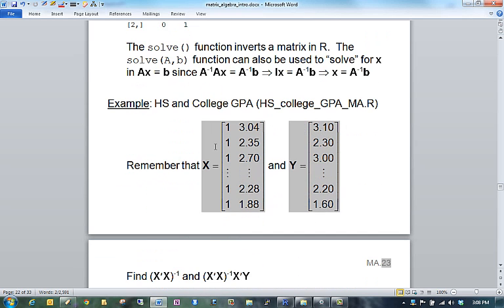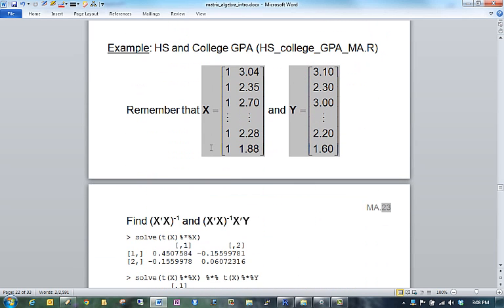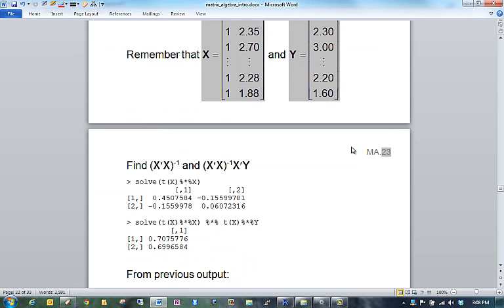Okay, so let's take a look at the high school and college GPA example once again. Here's my matrix X, here's my matrix Y. And one very important use of the inverse of a matrix in matrix multiplication in regression analysis is this right here, where I take the transpose of X times X, and then I invert that whole quantity inside there.